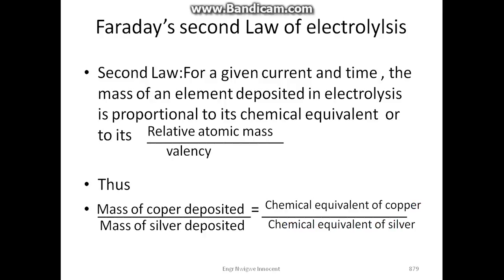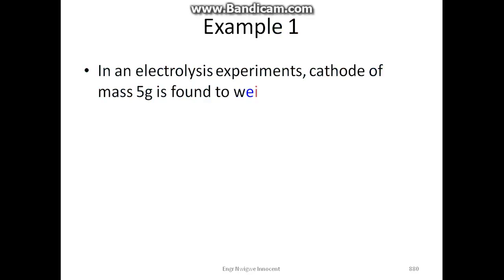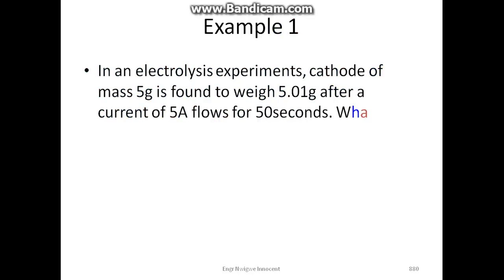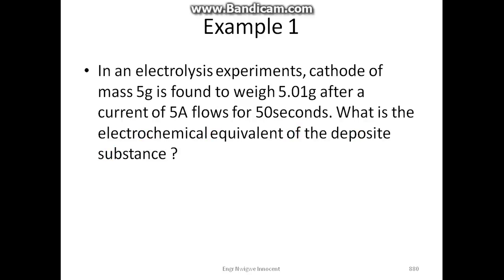Example 1. In an electrolysis experiment, a cathode of mass 5 gram is found to weigh 5.01 gram after a current of 5 amp flows for 50 seconds. What is the electrochemical equivalent of the deposited substance?